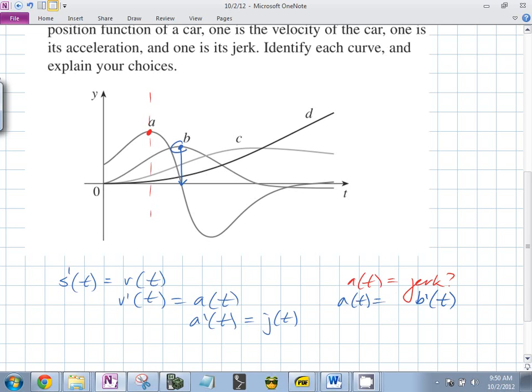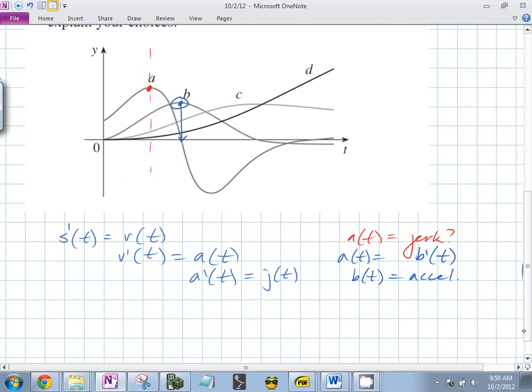What's the rate of change right there? The only graph that crosses there, or really looks like it, is going to be A. So if A is the jerk, what does B of t mean? B of t is going to be the acceleration. Exactly. Are there any other nice peaks or valleys here? Not really. Doesn't look like it hits it.